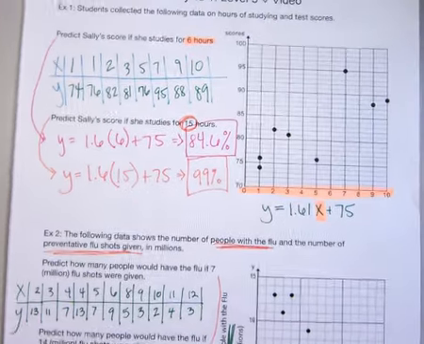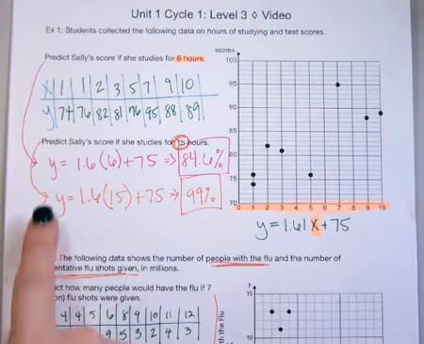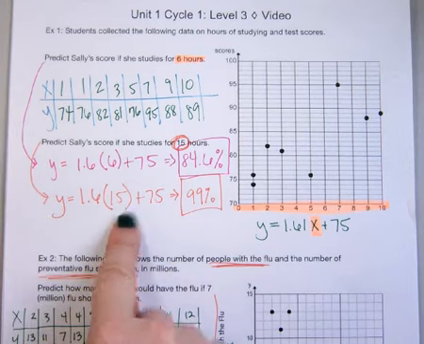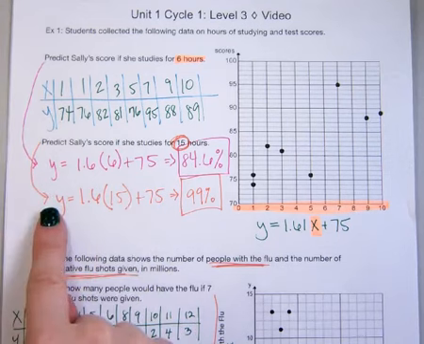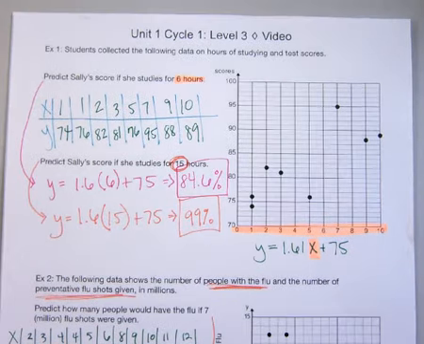So there are your predictions. Like I said, there are situations where they can give you a y value, and you have to find the x value. So we would just put our number over here and then solve for x. But we just didn't do any of those today.